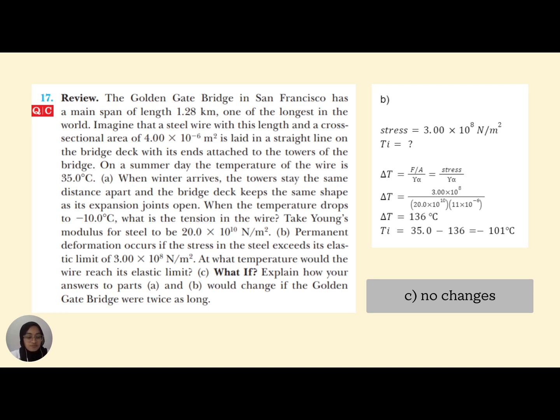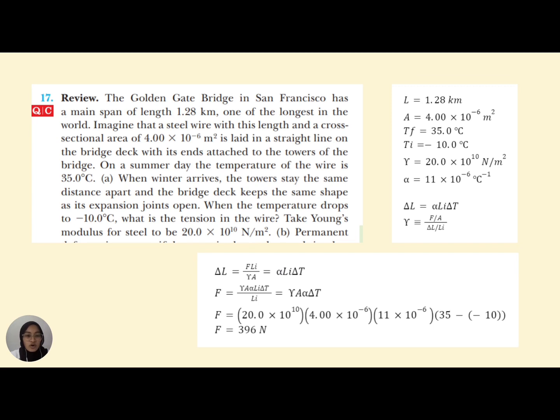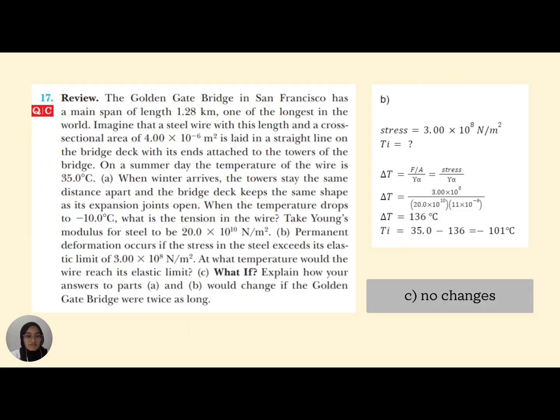And then C. So the answer is no change, because from part B, we compare the equation for delta L and Young modulus. So we already divide by L. We already remove the L initial. So L does not affect any calculation here. So that's why there's no change, even if the Golden Gate Bridge were twice as long.